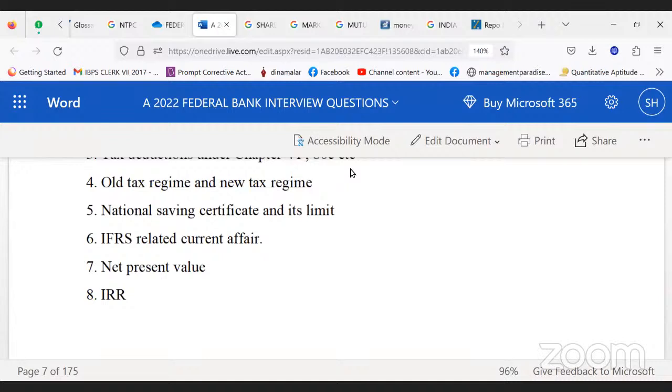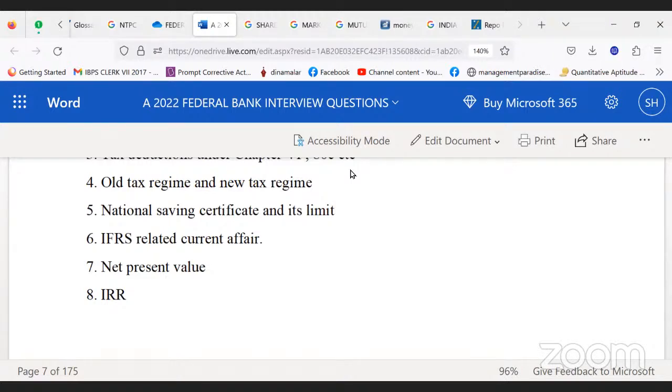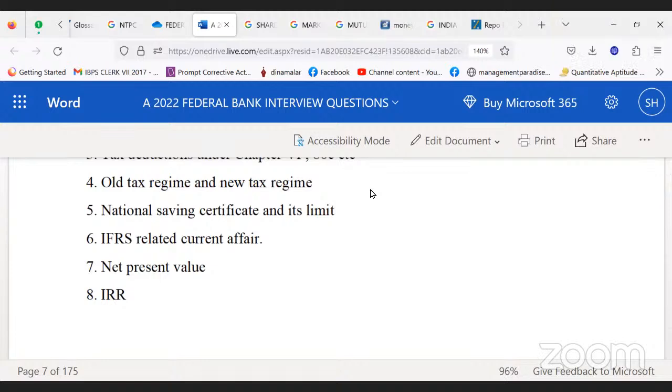Sir, Aadhaar card, MNREGA card, passport, driving license, PAN card, voter ID. Yeah, good. Thank you so much. Ration card is only address proof. Yes, sir. Very good. Thank you so much.